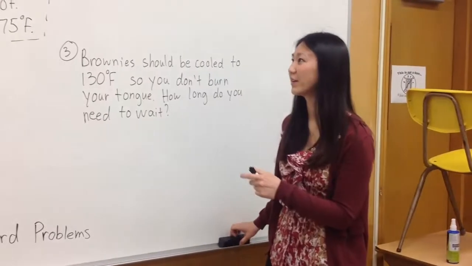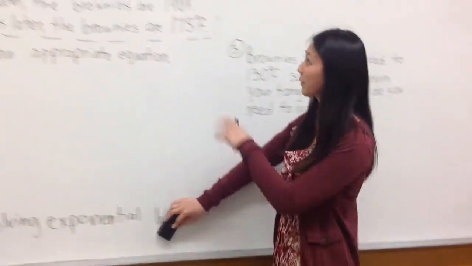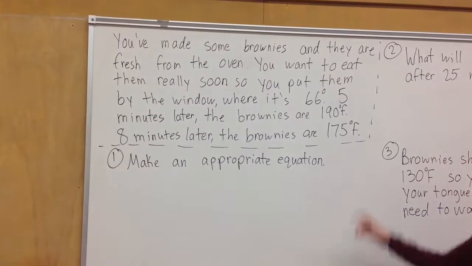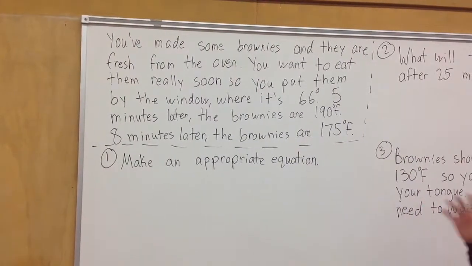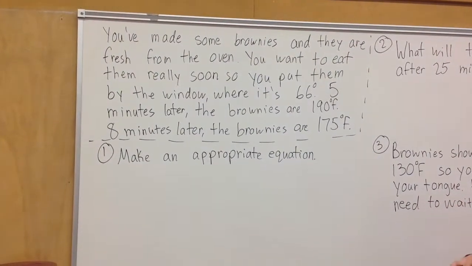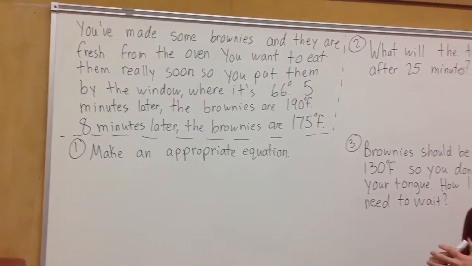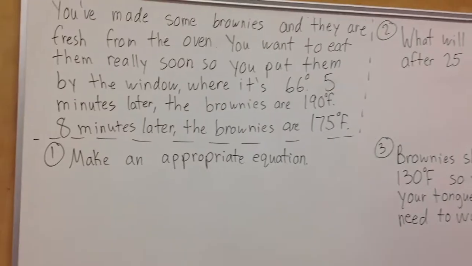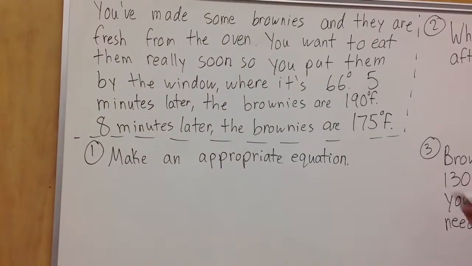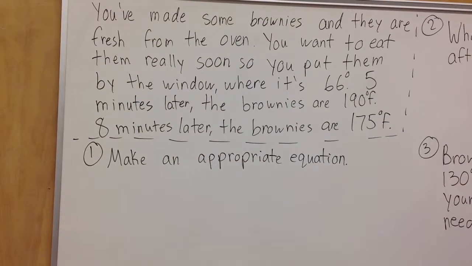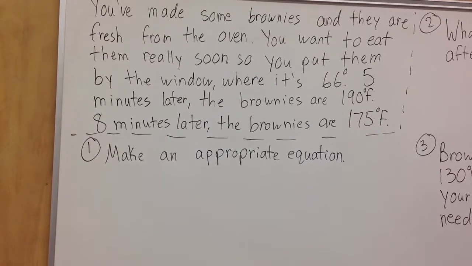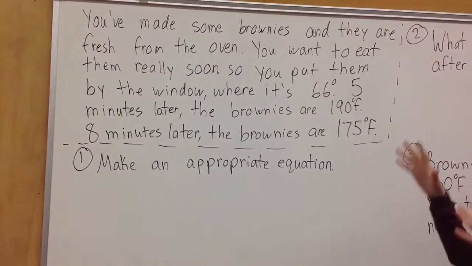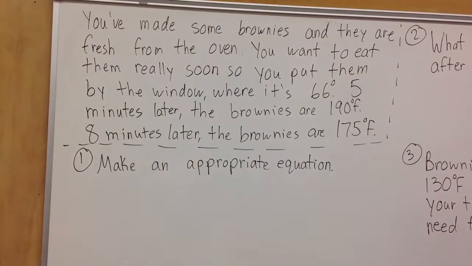So we have these cooling problems here. If you look up here, here's the word problem. It's a pretty long one. We're talking about brownies that are being made fresh from the oven. In order to eat them really soon, you put them by the window. By the window it's 66 degrees Fahrenheit. 5 minutes later the brownies are 190 degrees Fahrenheit. And then 8 minutes later the brownies are 175 degrees Fahrenheit. So this is just the problem itself.